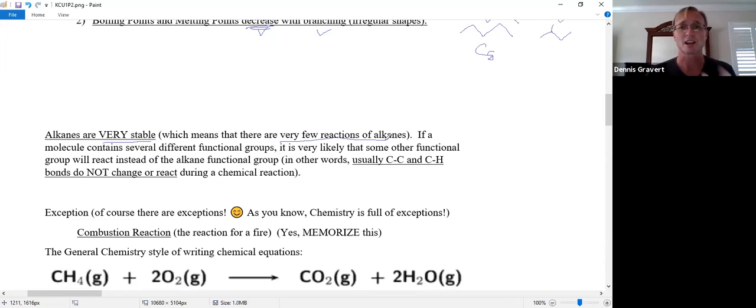It's likely true that the carbon-hydrogen bond won't react either. Now, there's going to be exceptions to that. I got one down below. But as a rule of thumb, as a little guideline to help us get through this course, yeah, alkanes pretty much are not going to react. Other functional groups are more reactive, and they're the ones we'll look out for.